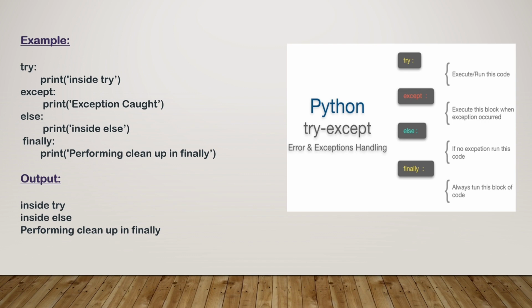Now let's see an example. We just check the statement. If an exception is raised, then it will print exception caught. Otherwise, if an exception is not raised, then the else block will be executed. Whether an exception is raised or not, finally will compulsorily be executed.